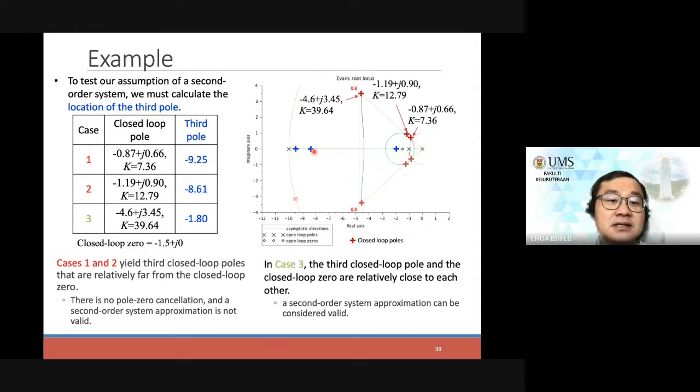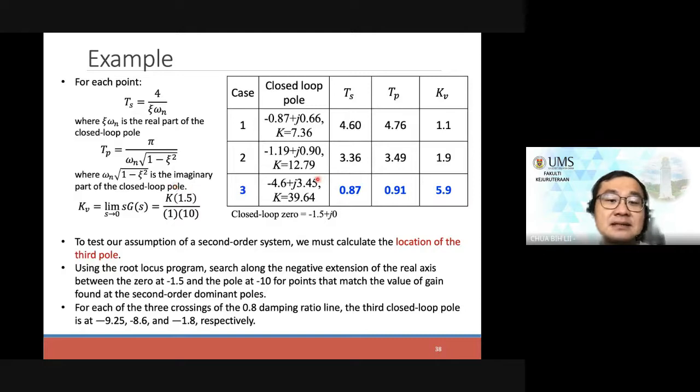And there is a second one for case 2. When we select k equals 12.79, it occurs over here, and so on, right? So these positions actually represent the so-called poles. You can see that there are three poles, right? Okay, k equals 7.36, 12, and 39.